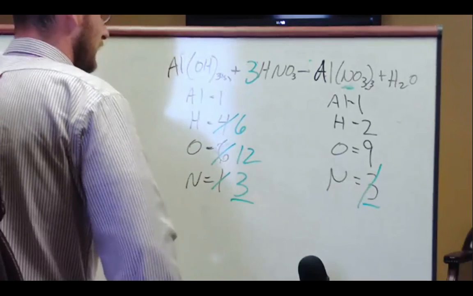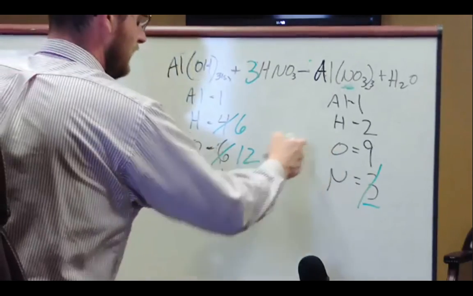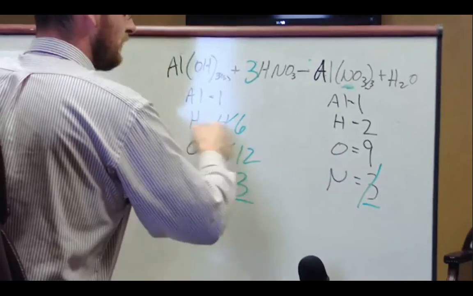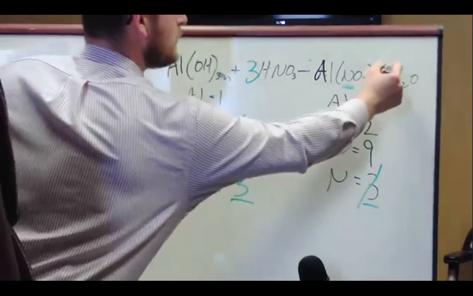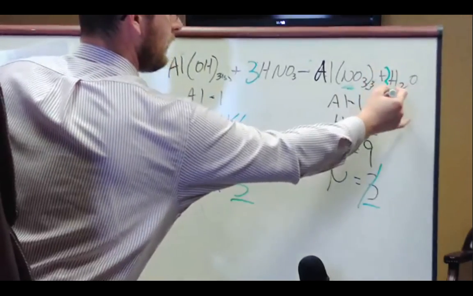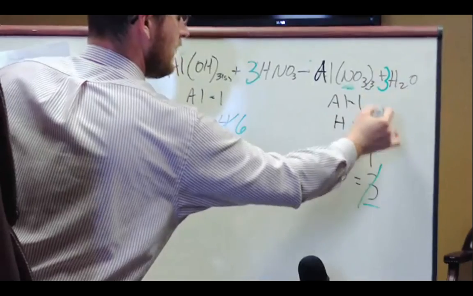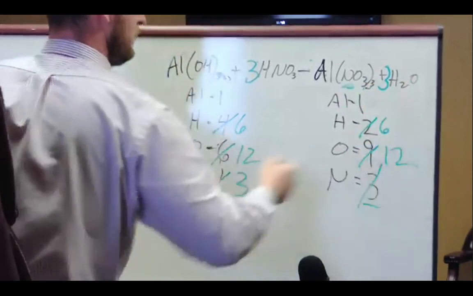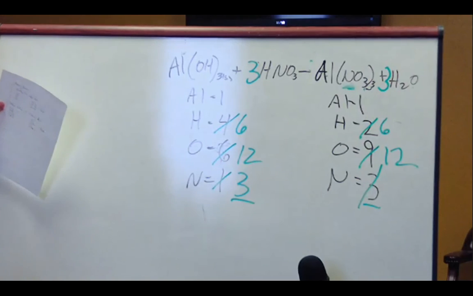So what do we want to do next? Because remember, we want to keep oxygen last. Let's do hydrogens, right? So we have 6 hydrogens over here. How many hydrogens do we have over here? We have 2. So if we put a 3 over here, we now have 6 hydrogen. We have 9 plus 3, we have 12 oxygens. And both of those things match up, and it is the simplest coefficients.